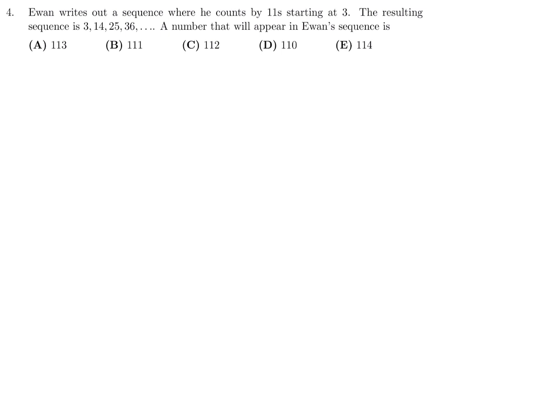Eli writes out a sequence where he counts by 11s starting at 3. The resulting sequence is 3, 14, 25, 36, and so on. A number that will appear in Eli's sequence? You are just adding 11 each time, right? So you're starting at 3, then you're adding 11, and then 11, and then 11, and so on. If you keep going like that, you'll eventually get to 102, 113, 124, and so on. So as you can clearly see, 113 is part of that sequence. So number 4, the answer is A.